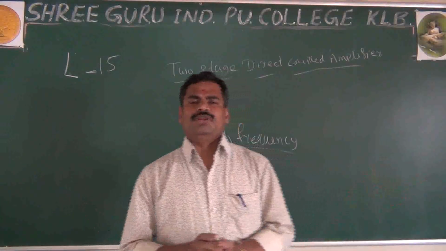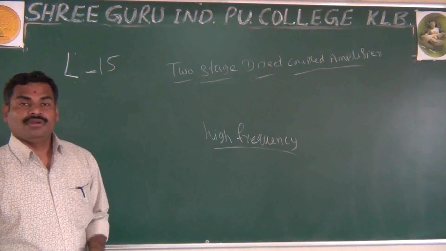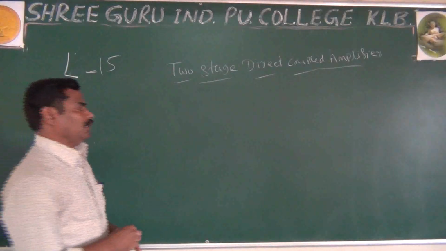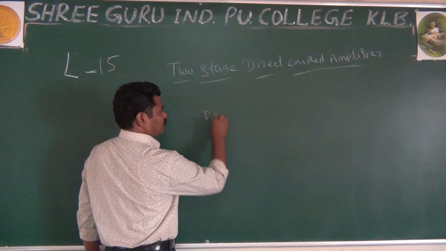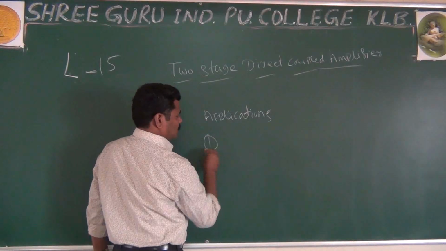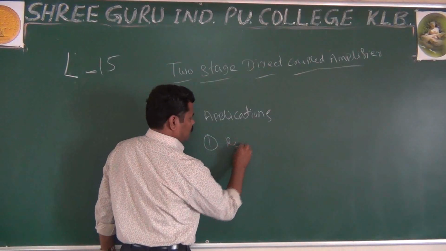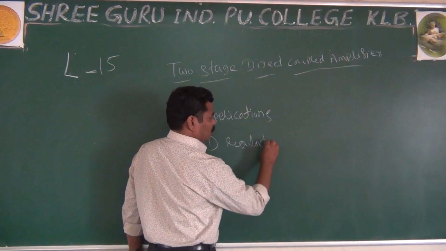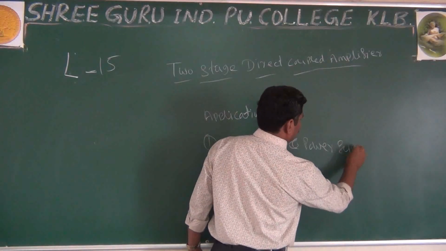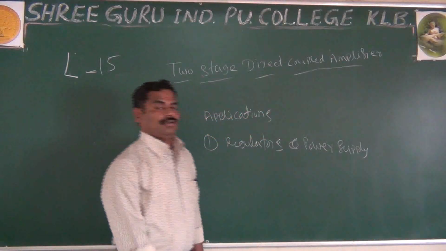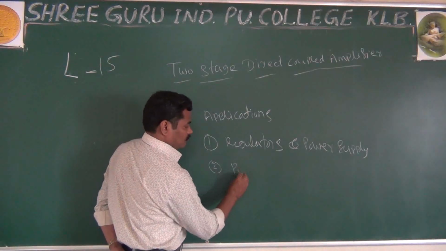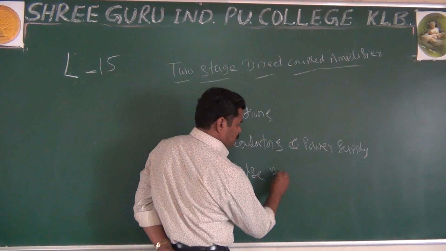Finally, what are the applications where you use the direct coupled amplifier? The first important use is in regulators and DC power supplies. You use it in power supplies or regulators, and it is also used for the pulse amplifier.